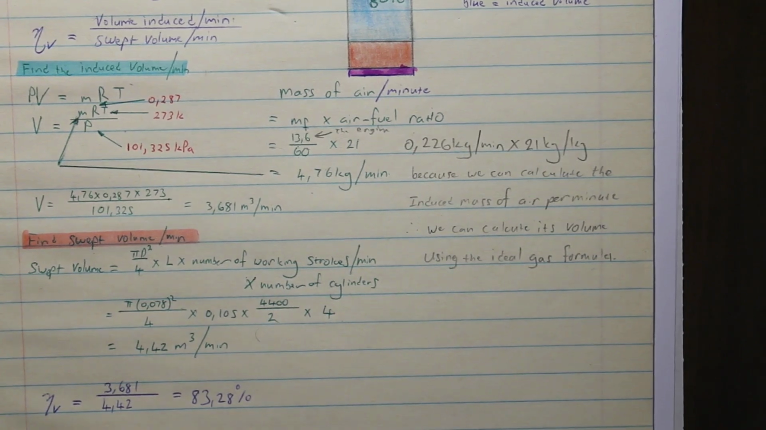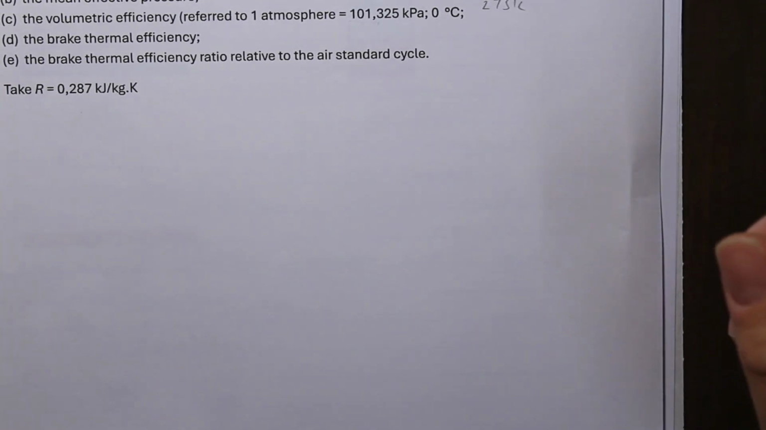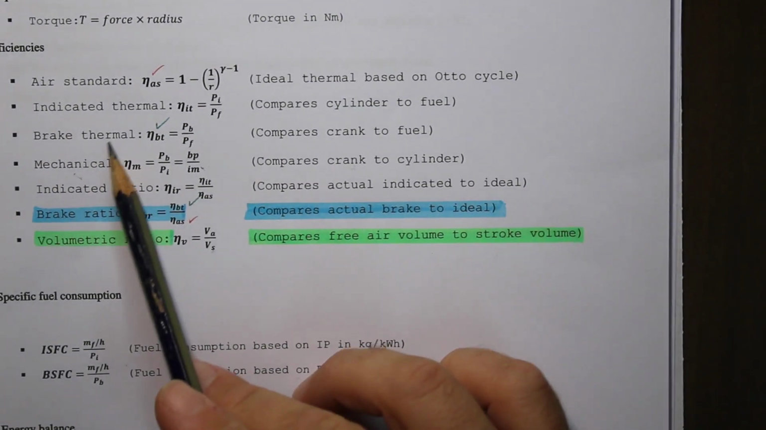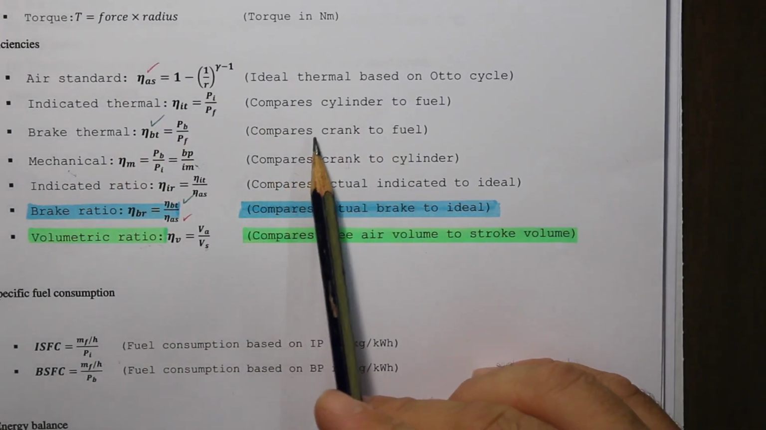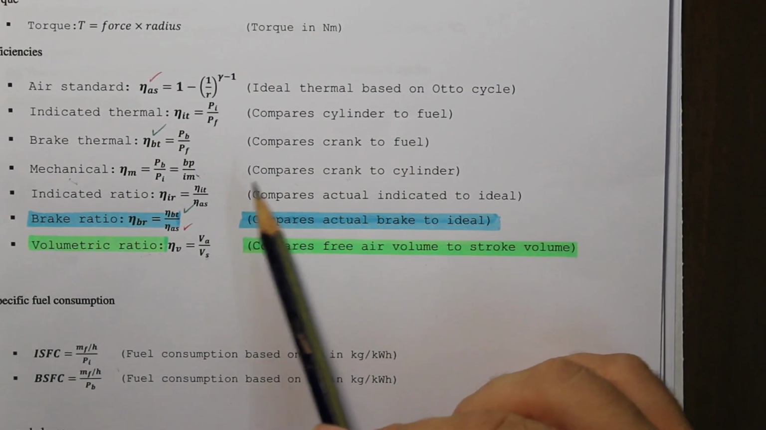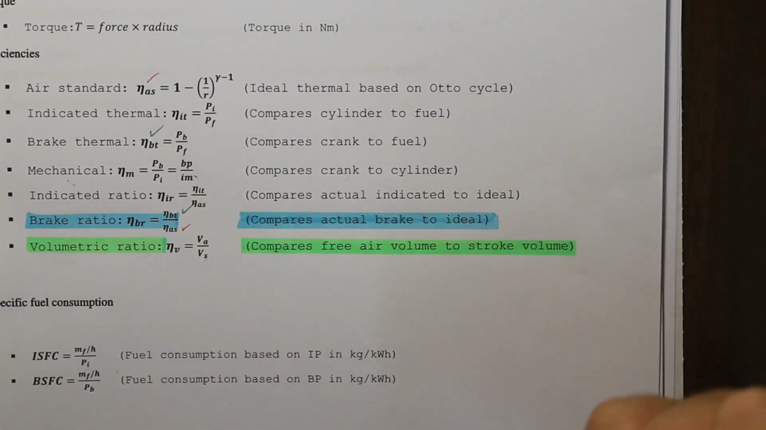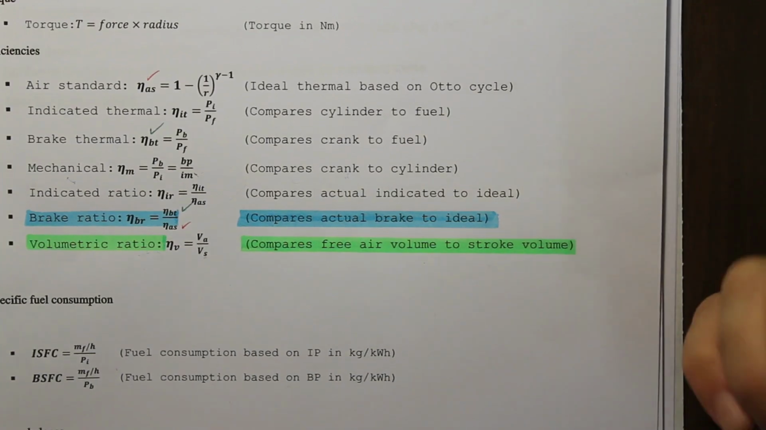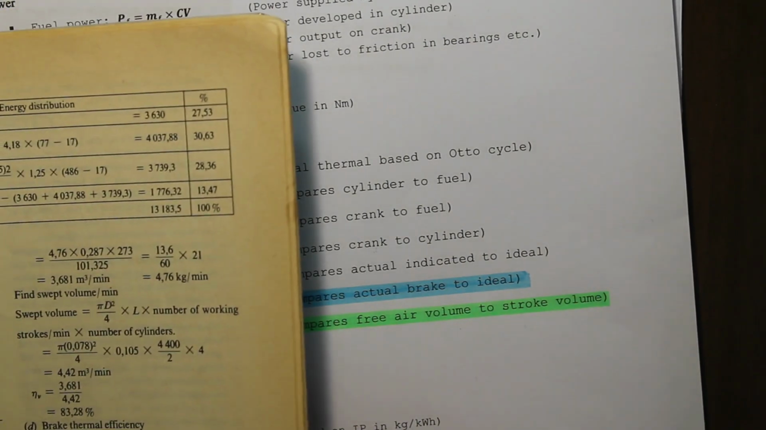All right. The next part of the question is asking for the brake thermal efficiency. Okay, the brake thermal efficiency. So if we go to the sheet again, it says here the brake thermal efficiency compares the crank to the fuel. Okay, so the power that's on the crank to the amount of power that we're getting from the fuel. So that's the brake thermal efficiency. Okay, and I'm just going to go to the example for this one.